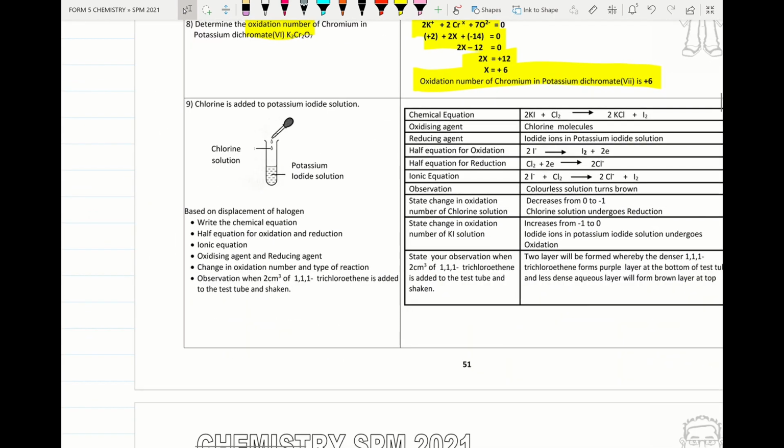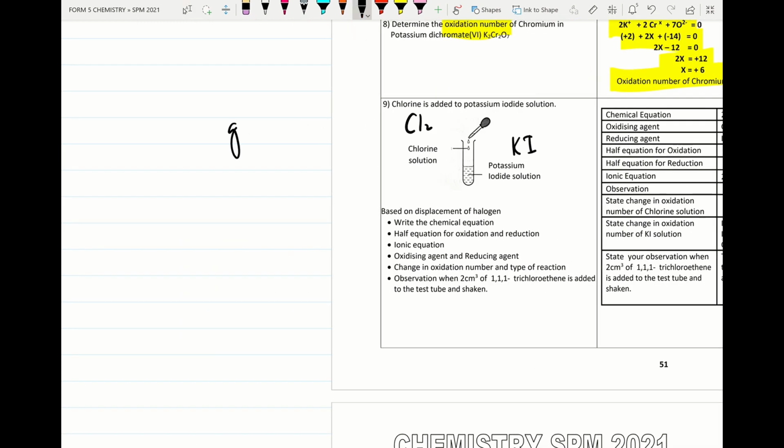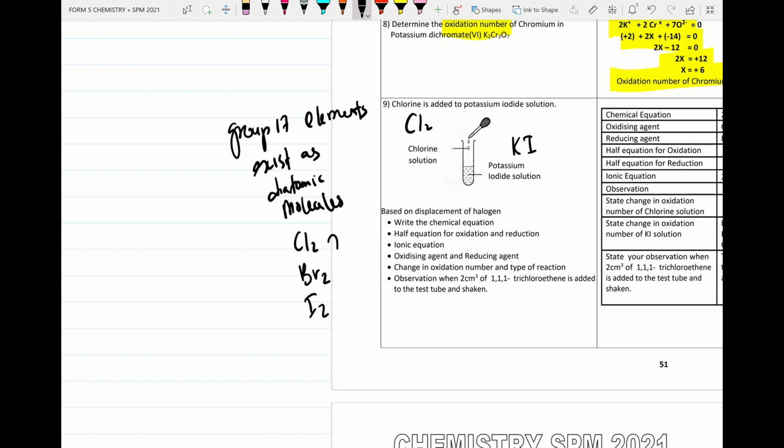Next question, displacement of halogen. Very important, displacement of halogen. All right, so here we have chlorine. Please put chlorine solution, the formula Cl2. All right, potassium iodide solution, KI solution. And please remember all group 17 elements exist as diatomic molecules. So when we write chlorine molecule, we have to write as Cl2, Br2, I2. The formula should be like this.